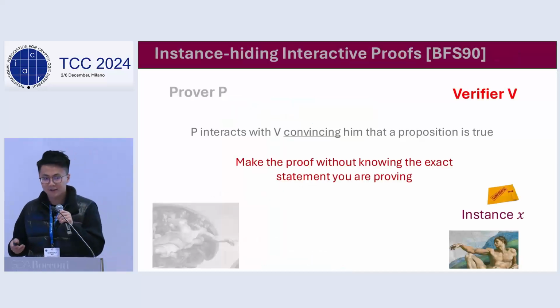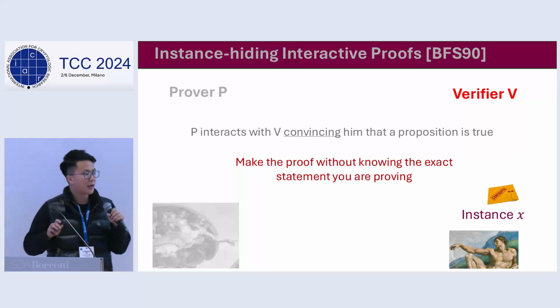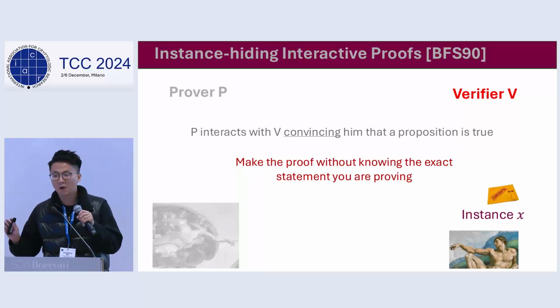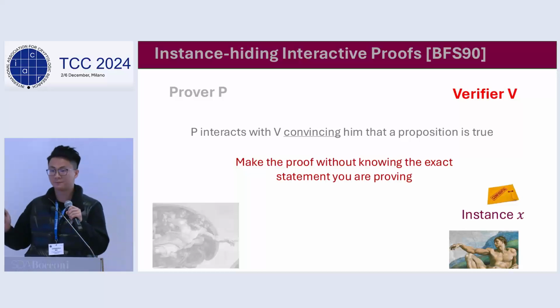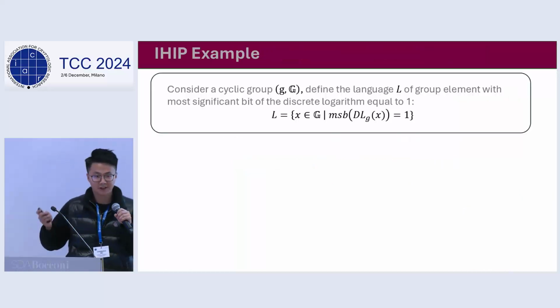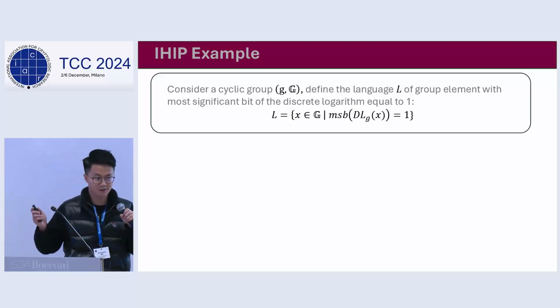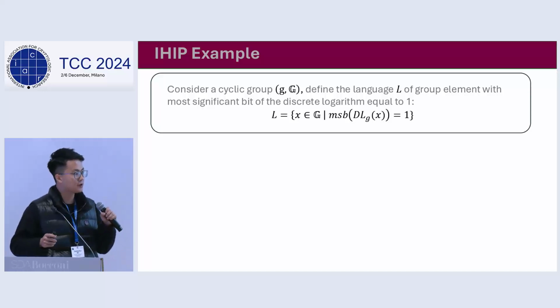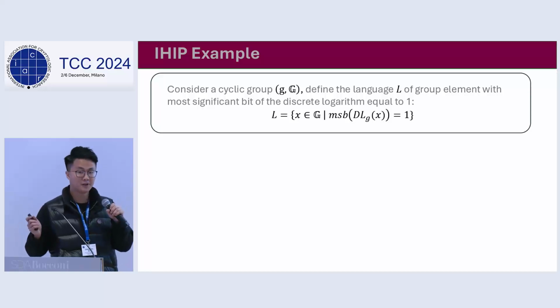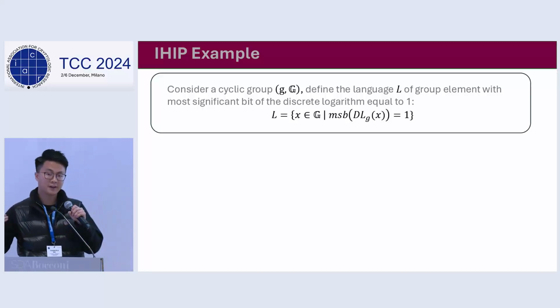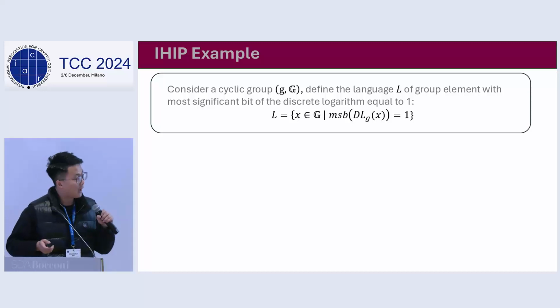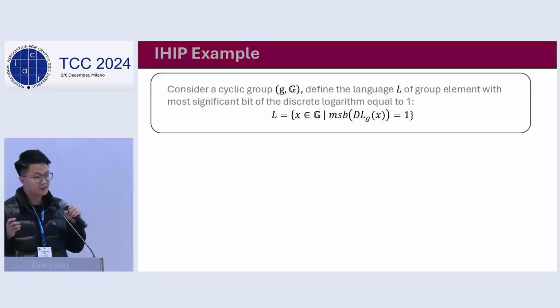The existence of instance-hiding interactive proof seems quite counterintuitive, because how can you make a proof without even knowing the statement that you're proving? Here I'm giving a simple example. Consider a cyclic group with a generator g, and define the language to be the set of group elements whose discrete log's most significant bit equals 1. And this language has a simple HIP.